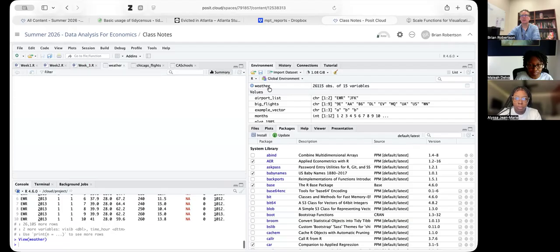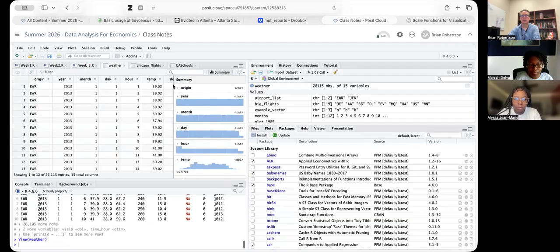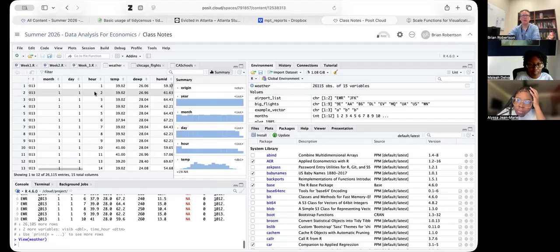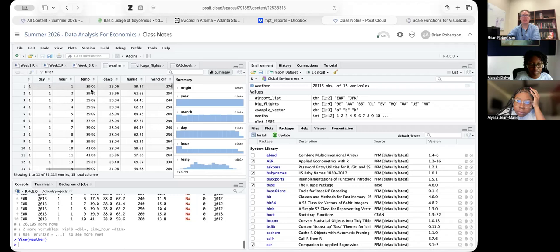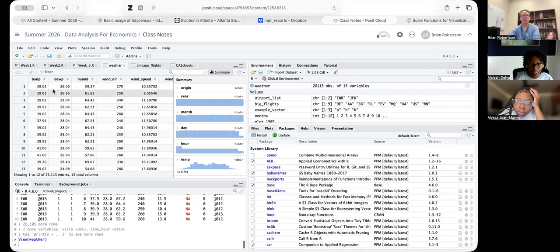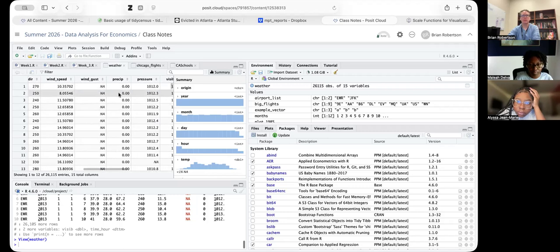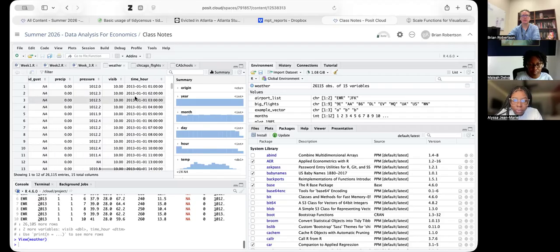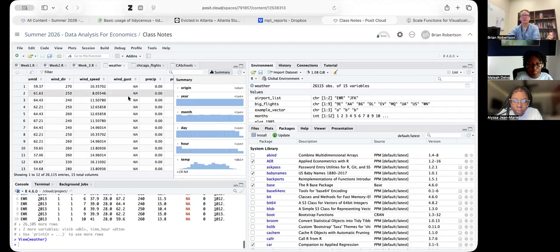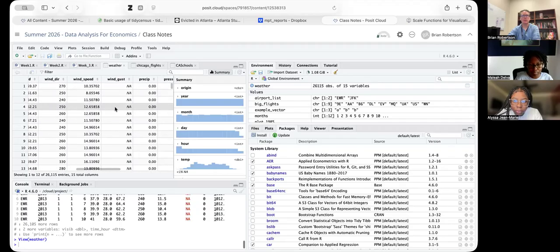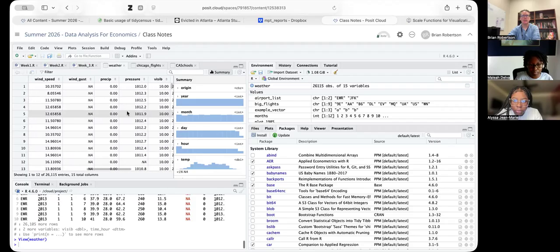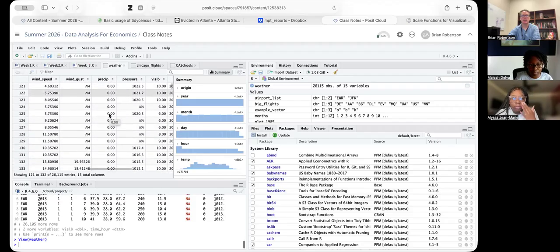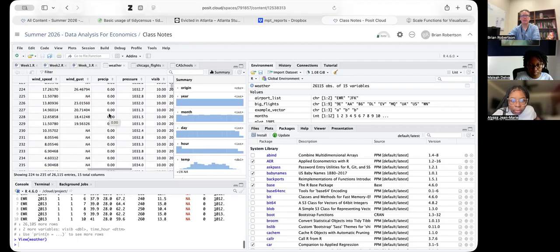There we go. All right, here we go. So in weather, I've got origin, right? Year, month, day, hour. Okay, that's cool. And then I've got some other features that are particularly interesting. We've got wind gust, wind speed, wind direction, humidity, and then precipitation. So you'll see in here, these are precipitation levels.